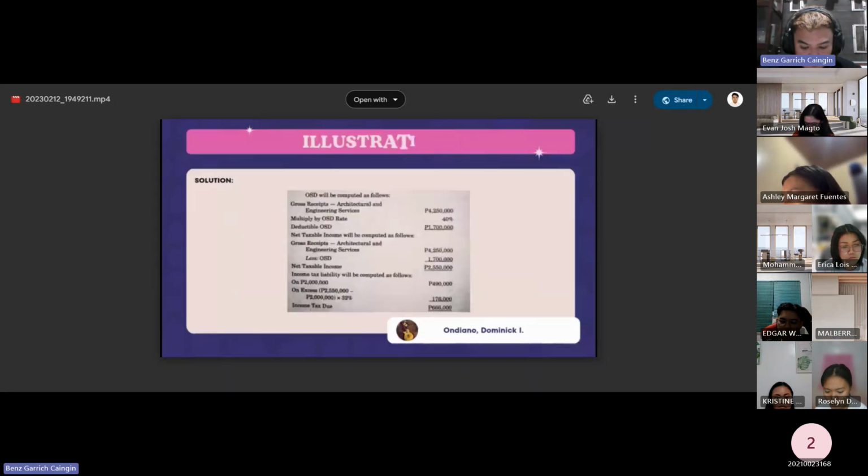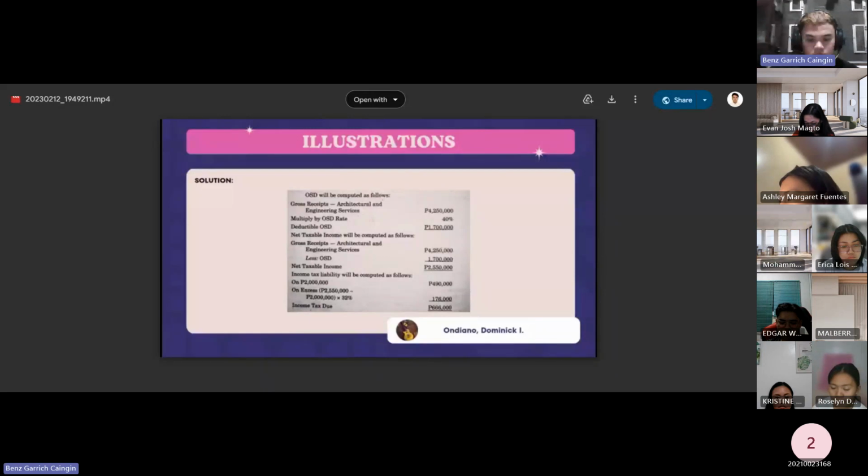So to compute for the OSD, we simply have to multiply the OSD rate of 40% to the gross receipts, which will give us a product of 1,700,000 pesos, which will be the deductible OSD. Now for the net taxable income, we simply have to deduct the OSD from the gross receipts, which would give us a net taxable income of 2,550,000.